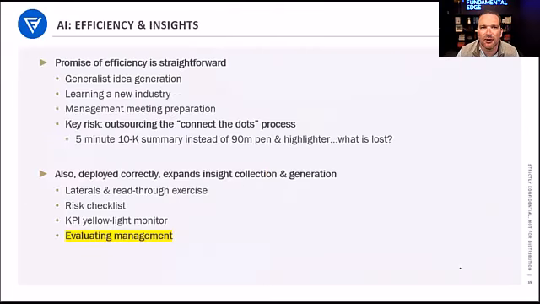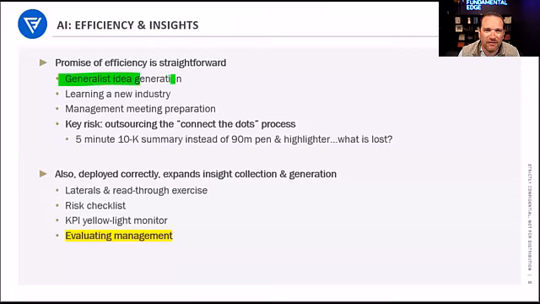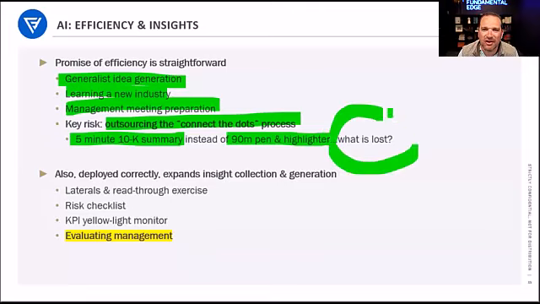record levels. So the promise of efficiency is straightforward, whether that's generalist new idea generation, learning an industry, or some kind of simple level one use cases, like preparing for a management meeting, which we've outlined. The key risk in all of these exercises is if you're outsourcing that connect-the-dots process. By getting a 5-minute summary of the 10K instead of spending 90 minutes going through it with pen and highlighter, what is lost in that process? That's a debate for another day.